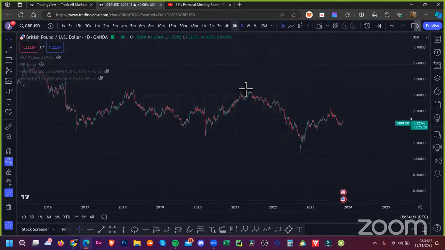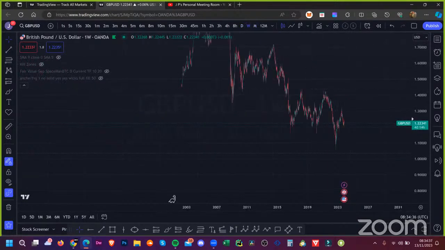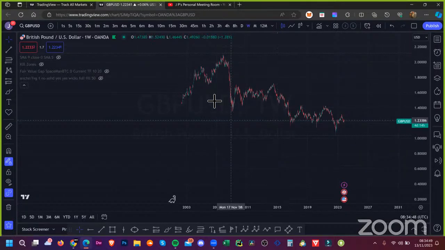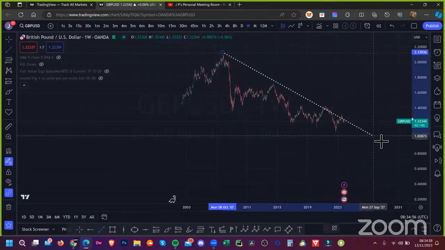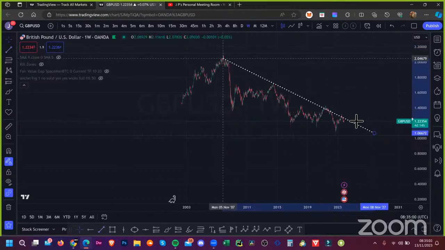All right. So this is GU. This is GBPUSD. Let me hit this button over here. And in regards to this pair, we can see that from all the way in here, we're talking about 2008, this market has been bearish. It has been making lower lows and lower highs.